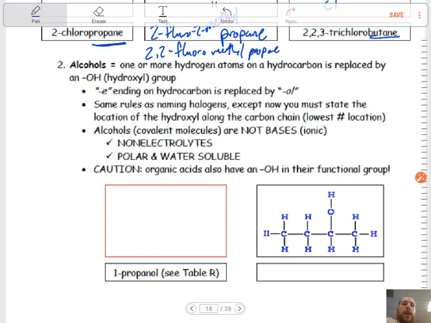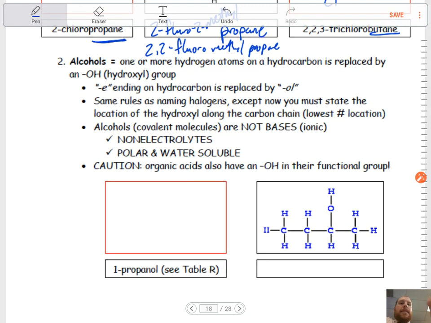Group 2, alcohols, very similar, except now instead of being replaced by a halogen, they're being replaced by a hydroxyl group. An OH is going to be hanging off. And instead of E for the ending, it's -OL. Same rules as before. Alcohols, guys, are not bases. They are non-electrolytes. They are polar and they are water soluble.